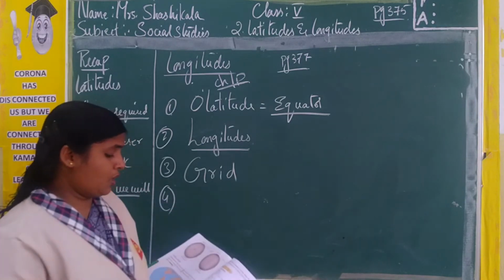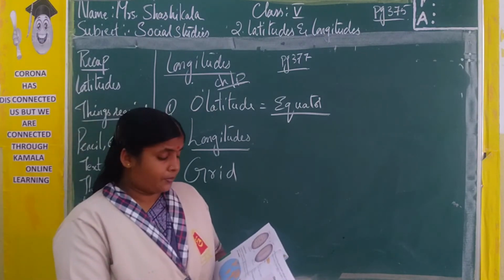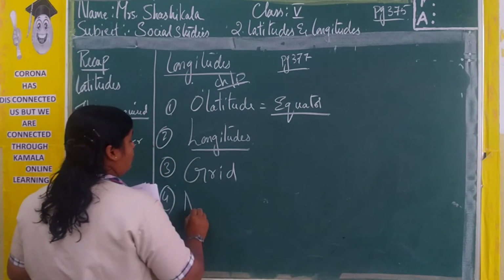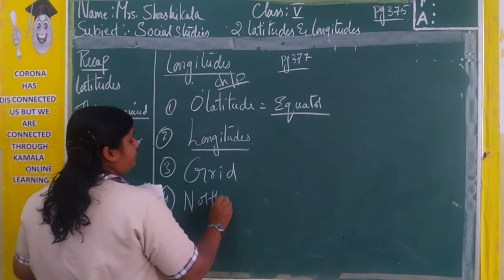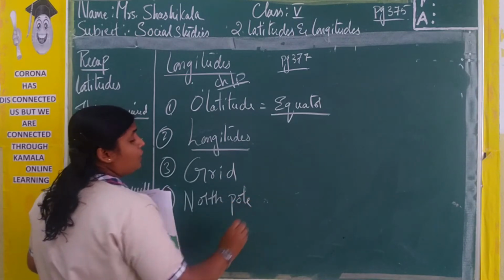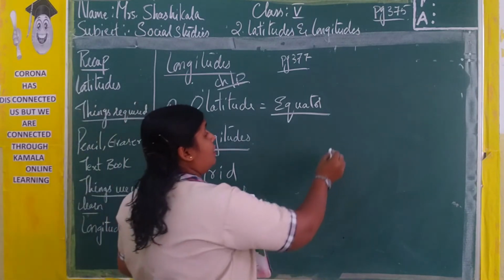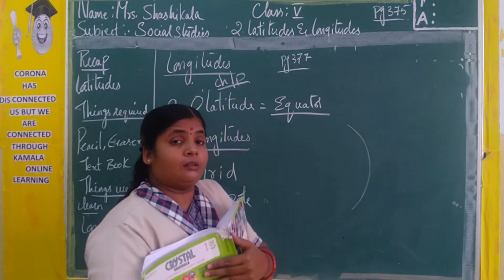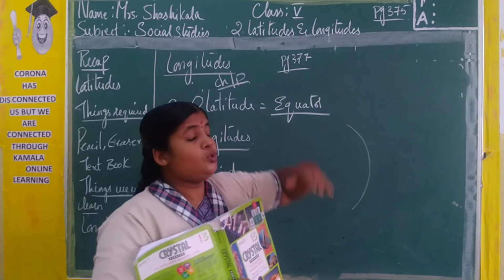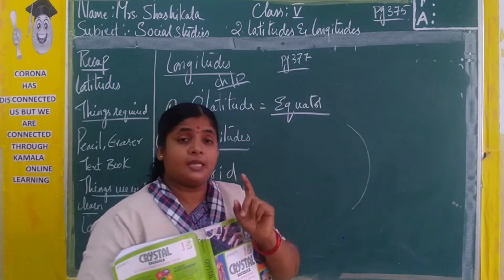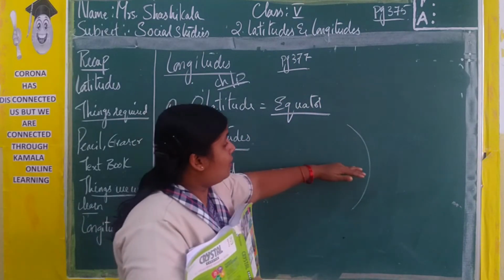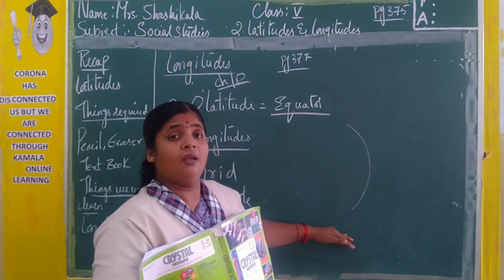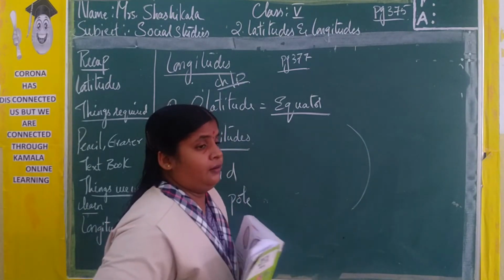Now, moving to the fourth one, indicated as 90 degrees N. 90 degrees N is nothing but the North Pole. Already in the special latitudes we have discussed that all the 7 important latitudes which are moving towards the north will be indicated as N, and all the latitudes which are moving towards the south are known as S. Right?